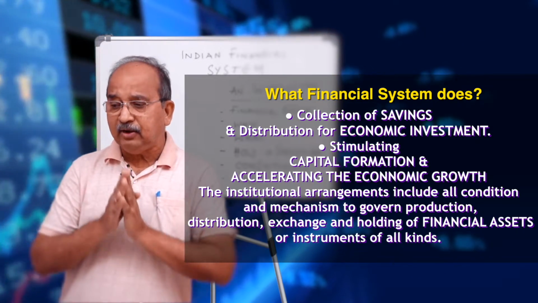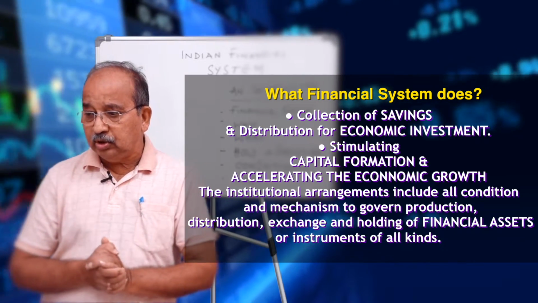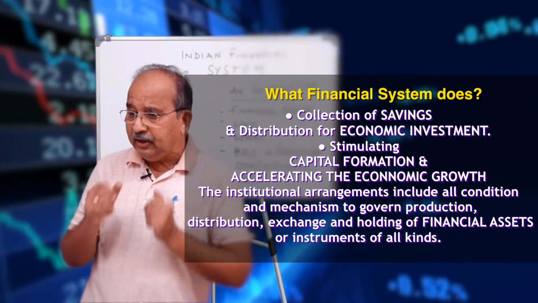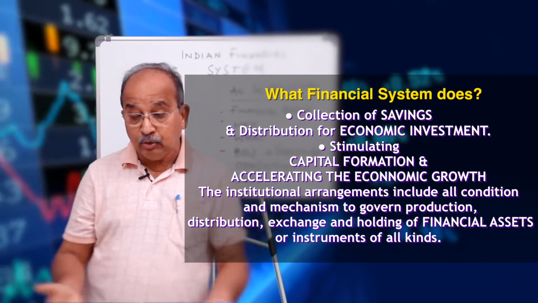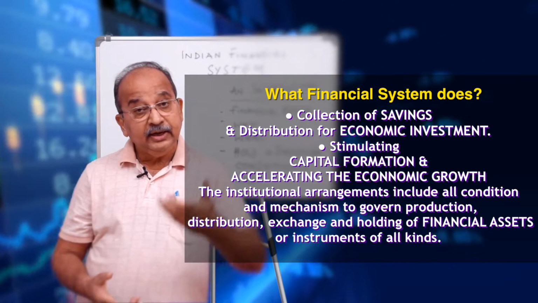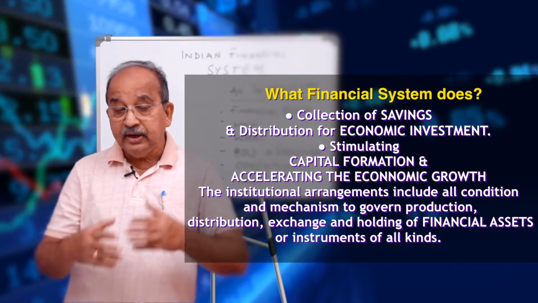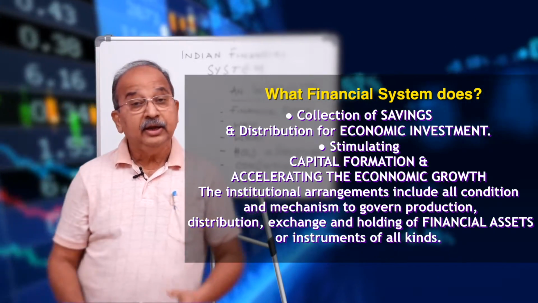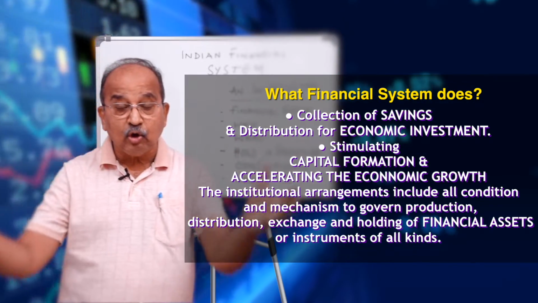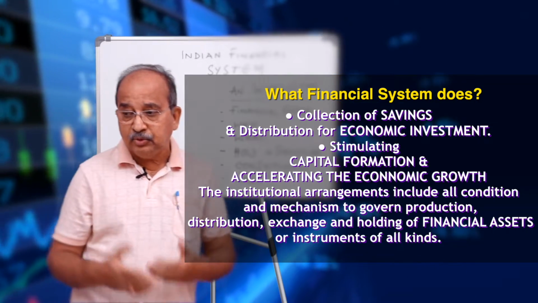It enables capital formation and accelerates economic growth, and therefore there is a need for different institutional arrangements. It includes the mechanism, the governance, the regulation, the distribution, the exchange, and the holding of financial assets. So these are all aspects included in the financial system.